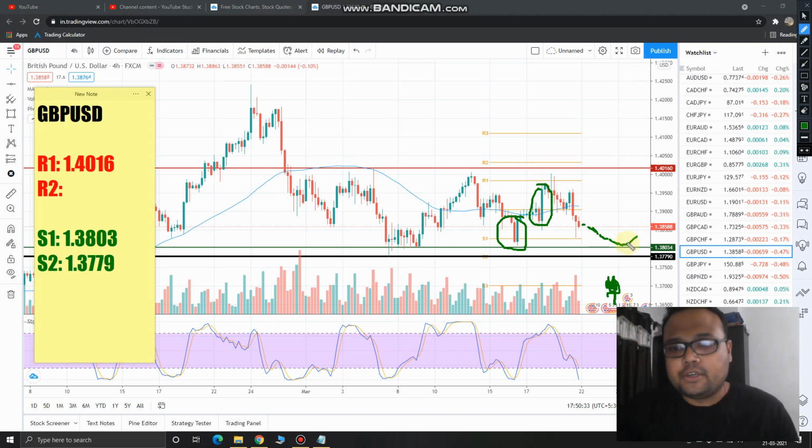Once you get the confirmation, in case it crosses this level a little bit, then you do not need to panic, because you can see that I have also drawn a black line. This black line is also a support for the market. So this whole area is the support of the market, 1.3803 to 1.3779. This level will act as support of the market. So whenever the market bounces back from here, you can easily go ahead and buy.